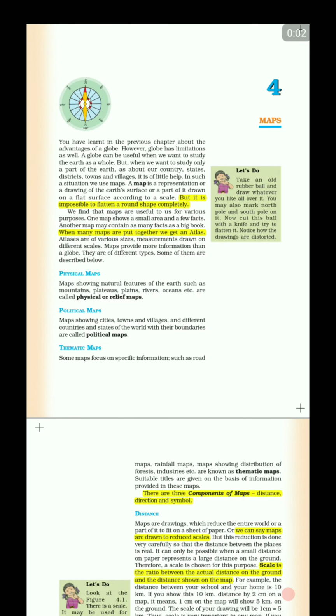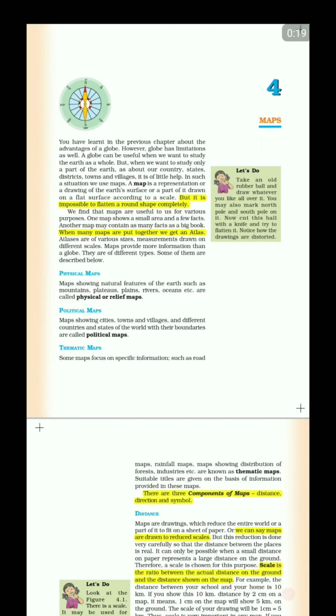And here we start with the fourth chapter, that is maps. What is a map? A map is a representation or a drawing of the Earth's surface, or a part of it, drawn on a flat surface according to a scale.